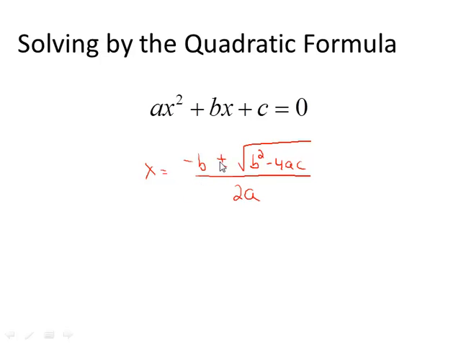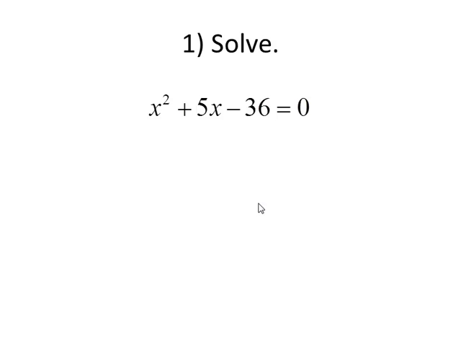One will be negative b plus the square root divided by 2a, and one will be negative b minus the square root divided by 2a. It's a good idea to memorize this formula if you'll be using it. There are several videos online of people doing songs to help you memorize this formula. Let's go ahead and use it.